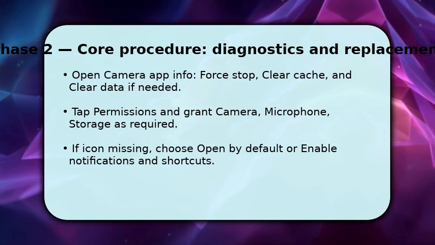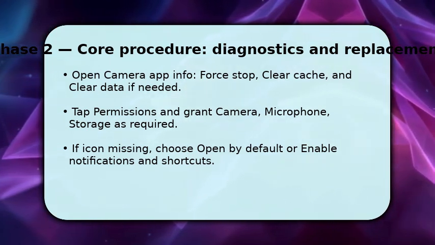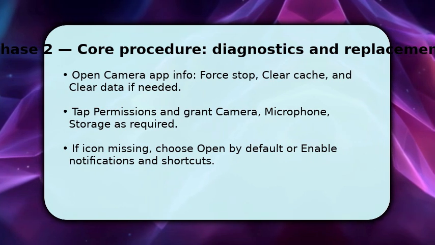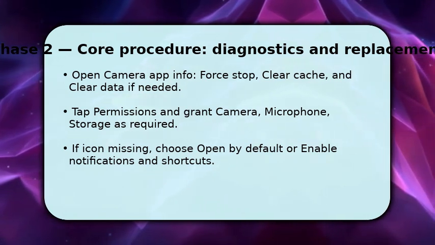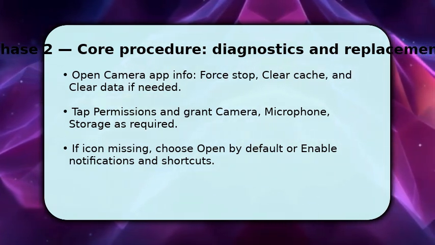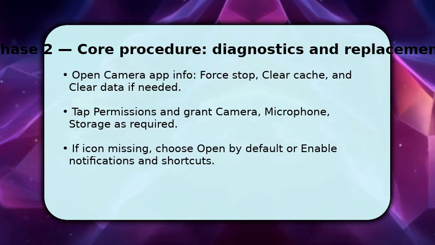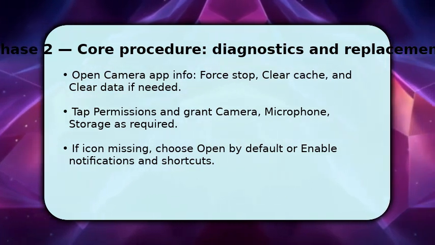Also check Open by Default and Home Screen shortcuts. Enable any disabled shortcuts, then use the Launcher's Add Apps menu to drag camera back. These actions address both app and launcher-level causes. Finish by targeting the home screen.